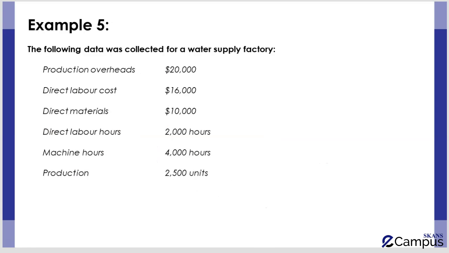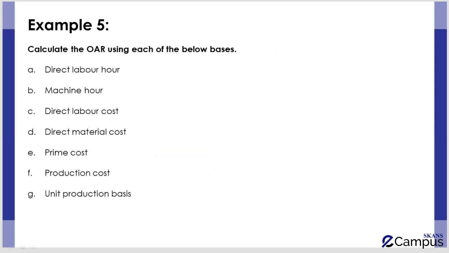Now moving on to the next slide. In the next slide we have an example. In the example, the following data was collected for a water supply factory. Production overheads 20,000. So these are the overheads. Direct labor cost, direct material cost, direct labor hours, machine hours, production units. What we need to calculate is the OAR using each of the following as an activity level.